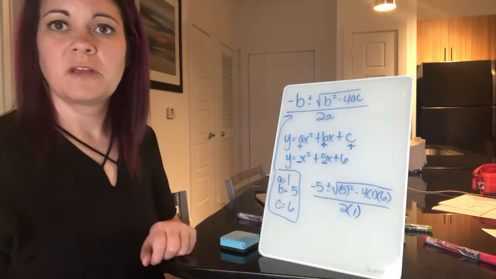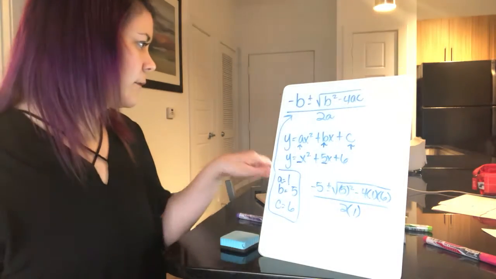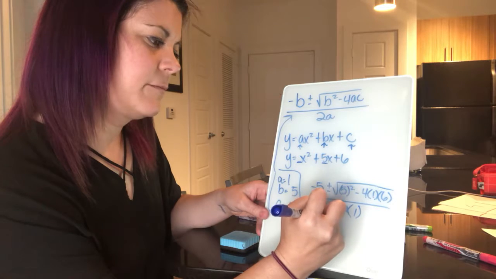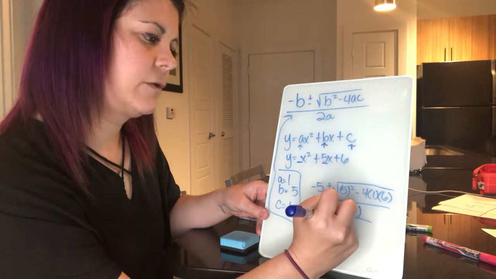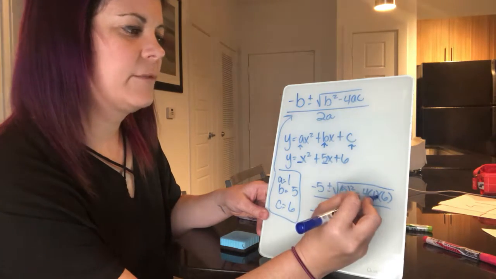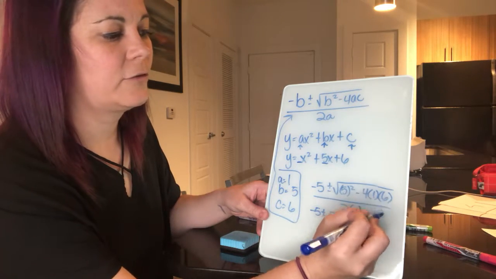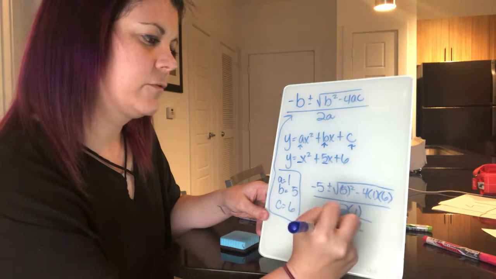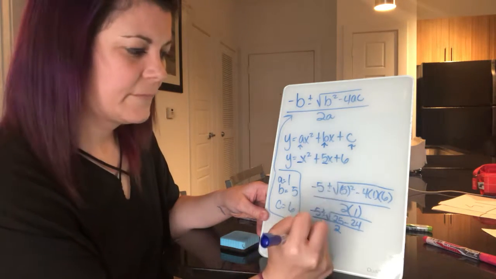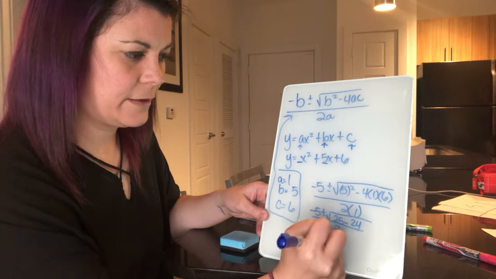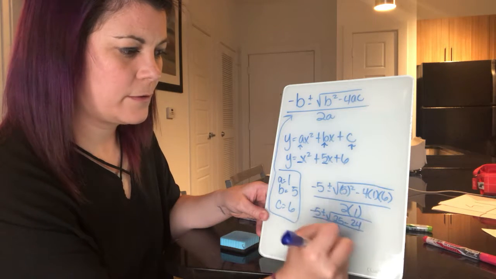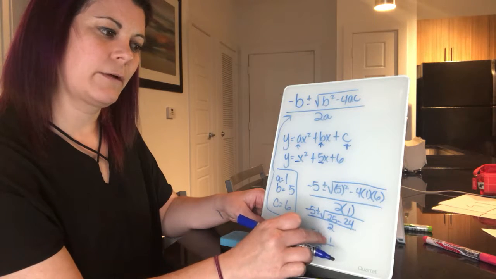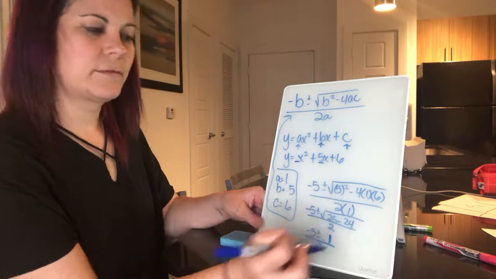And then you just slowly solve this. Okay, so let's slowly solve it. So negative 5 plus or minus the square root, 5 squared is 25. 4 times 1 is 4, times 6 is 24, so that'd be minus 24. And then all over 2. Continue to solve it. Negative 5 plus or minus the square root of 1 all over 2. Well, the square root of 1 is just 1, so I'm going to erase that square root. So we have that, and then 2.